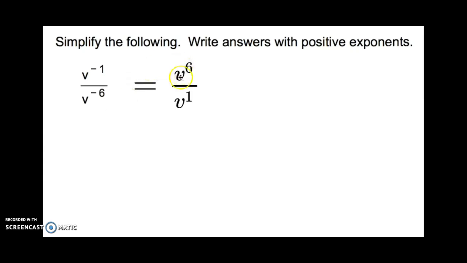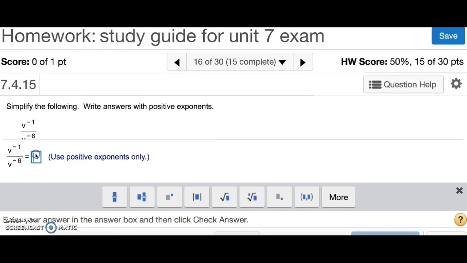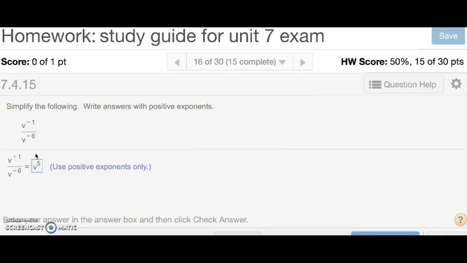So now we have v to the positive 6 over v to the positive 1. Now I just subtract exponents. 6 minus 1 is 5. So my answer is going to be v to the 5th power. So we have v to the 5th power. That's number 16.